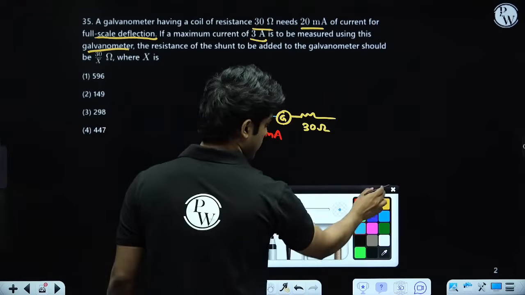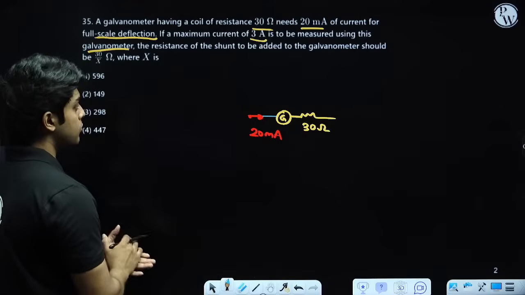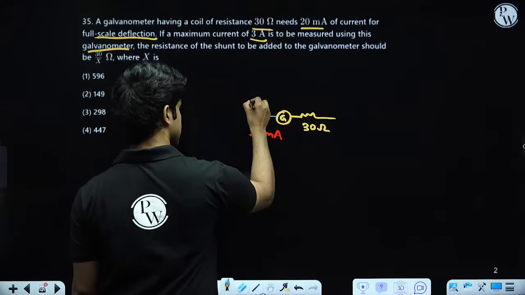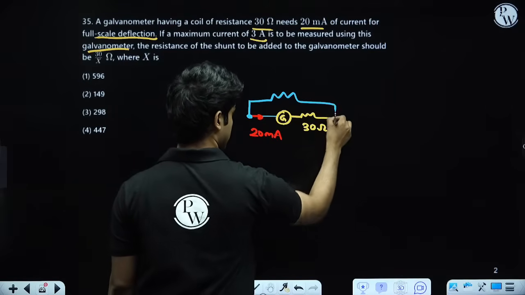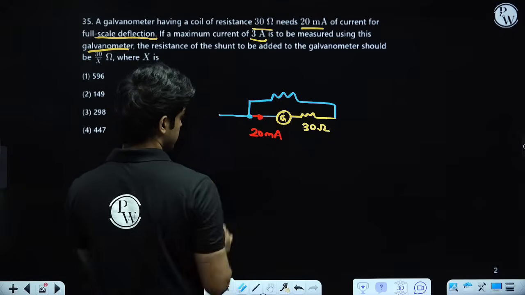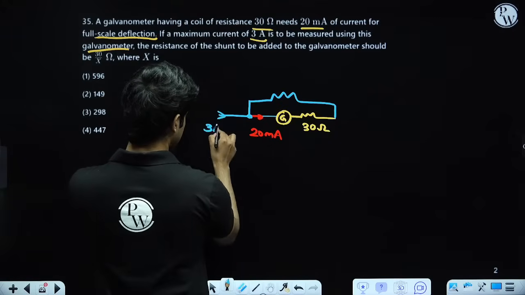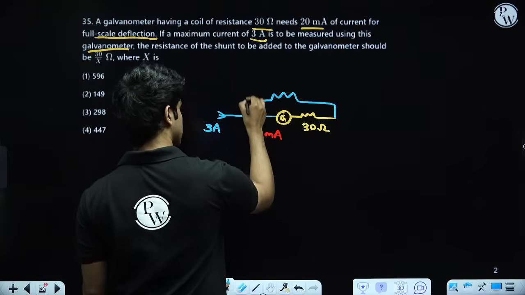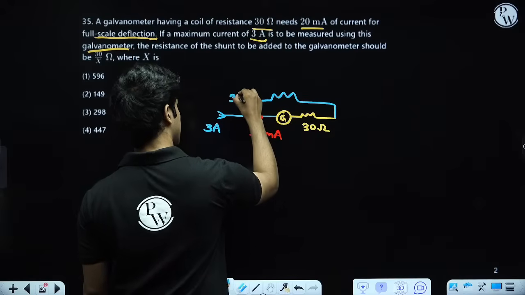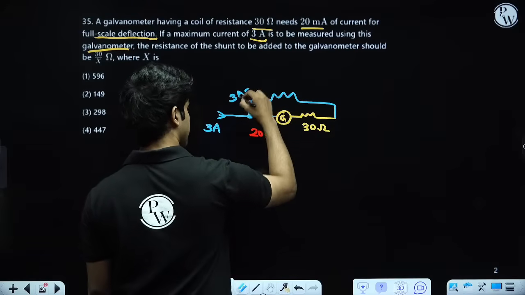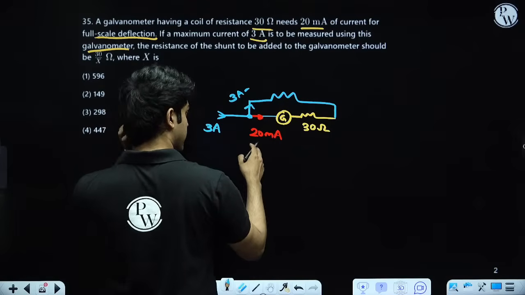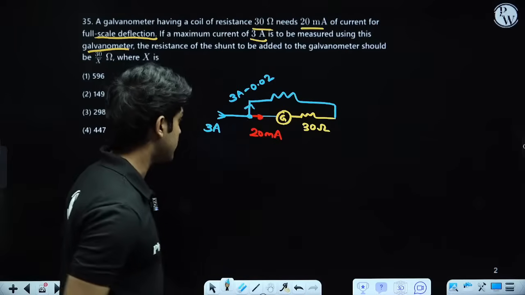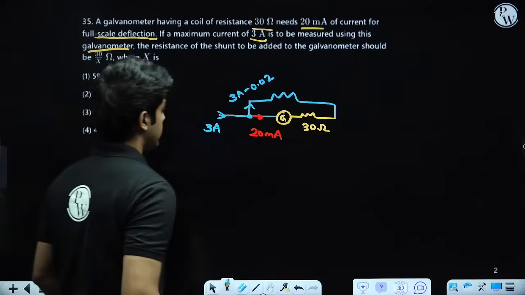Now we want to measure 3 amperes max with this galvanometer. So what we'll do is shunt it using a resistance by attaching it parallel to the galvanometer. What this will do is we can send 3 ampere current. So 20 milliampere will move through this path and the rest of the current can move through this path. 20 milliampere would be 0.02 amperes. So 3 minus 0.02 can pass through that particular path.